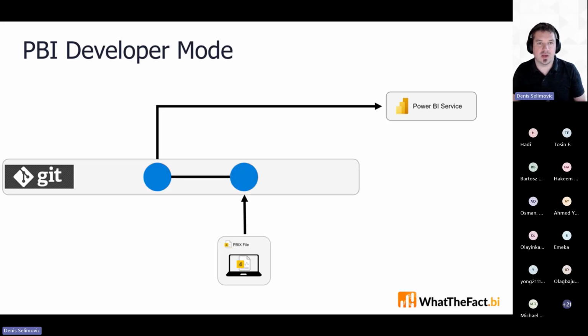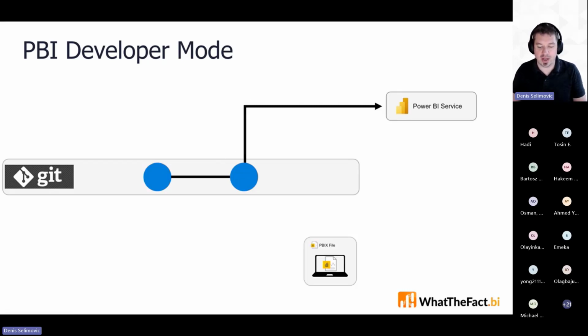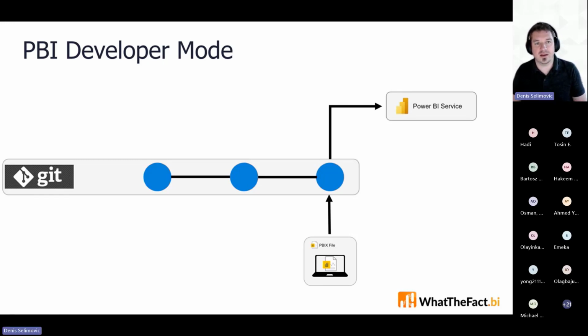So what I can do is create a new version in Git. And after this is finished, I can merge it with the main branch, and then it can automatically update to Power BI service. Let's say I want to change something again. I just create a new version. This is saved in Git, and then it's automatically deployed to Power BI service.